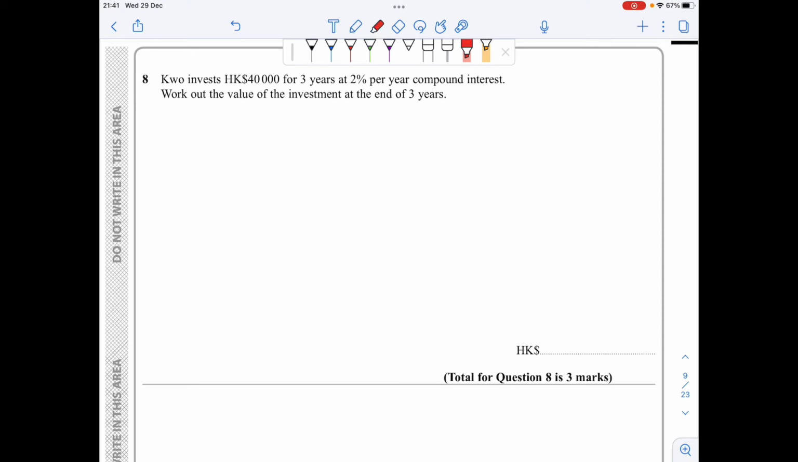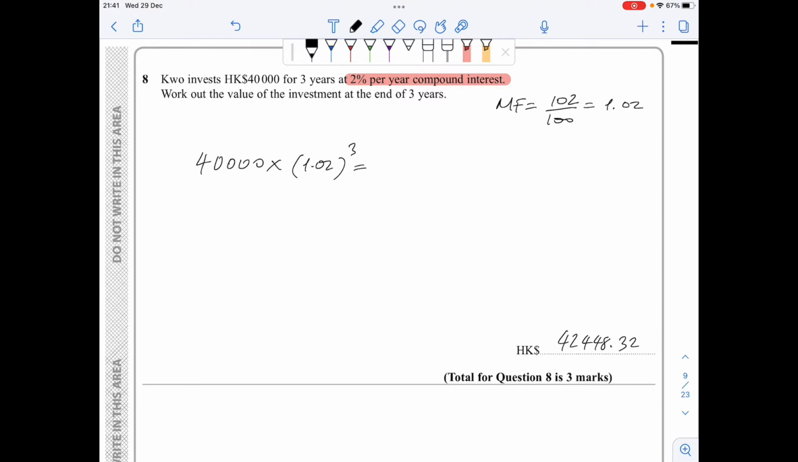Now for this question, since I've got a 2% per year compound interest, it means that the multiplying factor is 102 over 100, which is 1.02. And then to find the final value, I will take the original one, which is 40,000, multiplied by this multiplying factor to the power of 3, because it's 3 years. And this will give me directly the answer, which is 42,448.32.